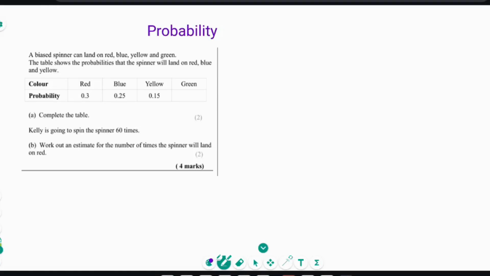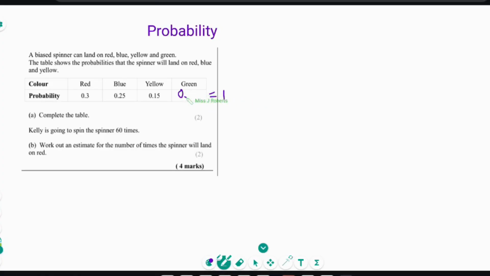Probability. Let's start out with just basic probability. For IGCSE at Edexcel, you're often asked to complete a table. So you've got a biased spinner that can land on red, blue, yellow or green. The table shows the probabilities that the spinner will land on red, blue, yellow or green. Complete the table. Well, we know probabilities of an event add up to 1. So if we subtract those values from 1, we get 0.3.